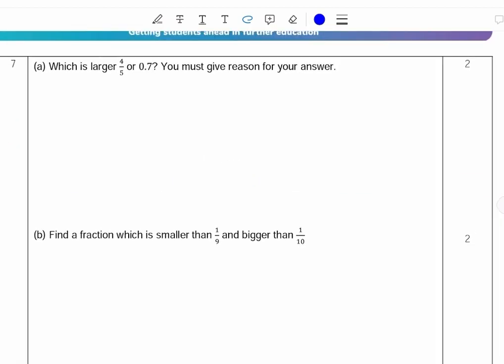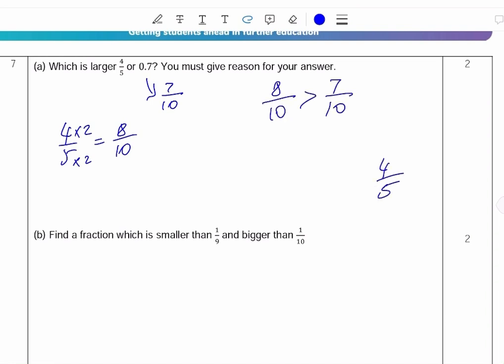Which is larger? You have 2 types here, fraction and decimal. Either change them both into decimals or change them both into fractions, and then you can compare. 4/5 is the right answer here.